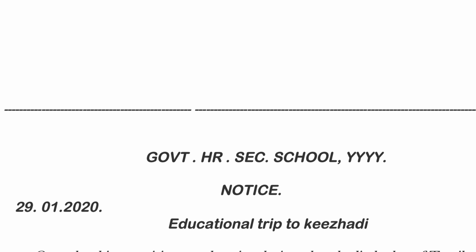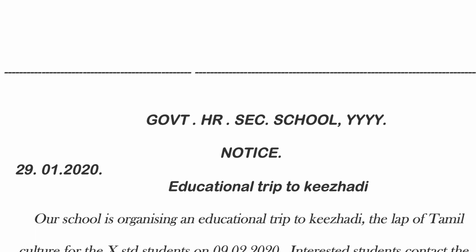In the second line you can write notice. Government Higher Secondary School, Vellore, in the first line, that should be in the middle, in the center of the line. Notice also, which is in the second line, should be in the center of the line. In the third line, you've got the date. And another thing, Government Higher Secondary School, Vellore is in the first line, and it should be in bold letters. In the second line, notice, that also should be in bold letters.